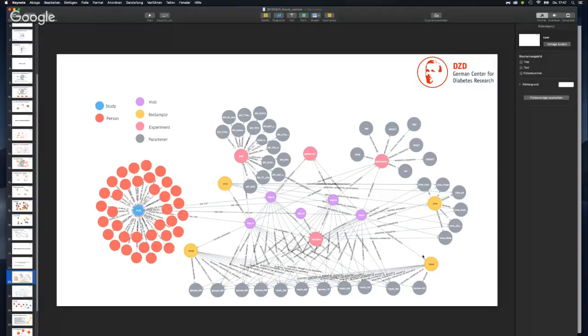Sometimes in a visit, they take a urine sample or a blood sample, and according to the sample, we have some parameters that are measured. For example, here in the blood, we measure the glucose level at different time stamps, and so we have time series data for specific patients.